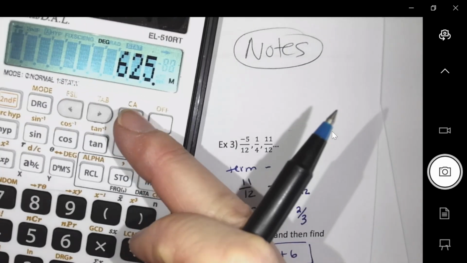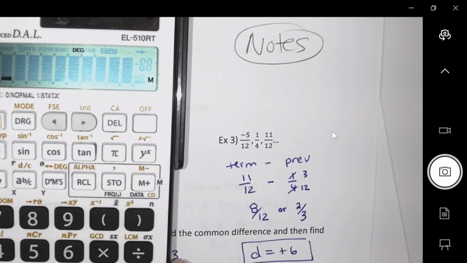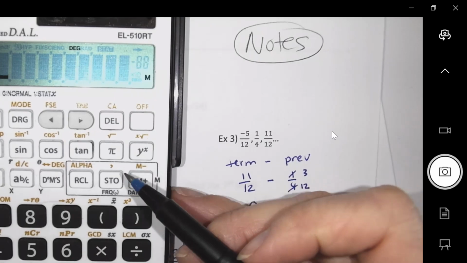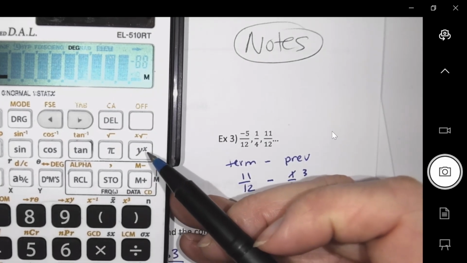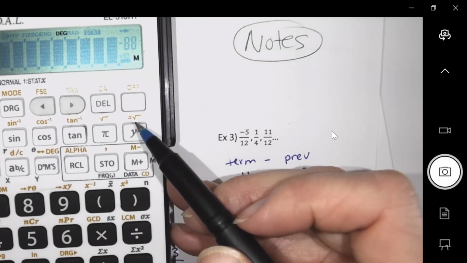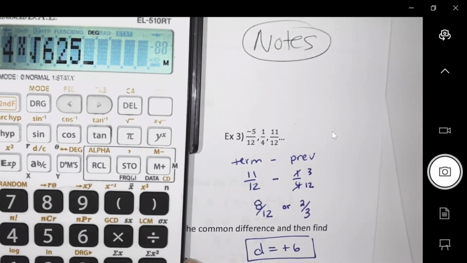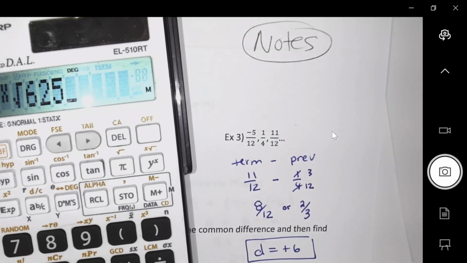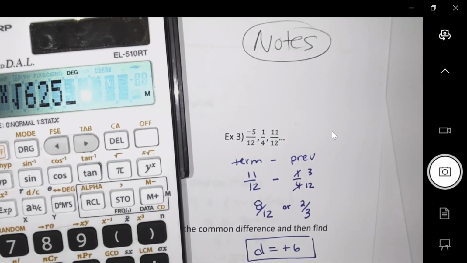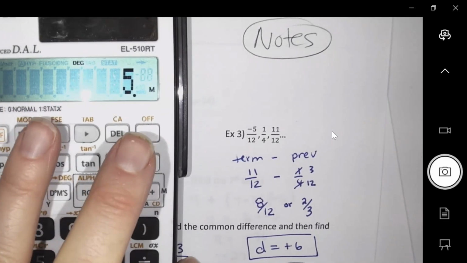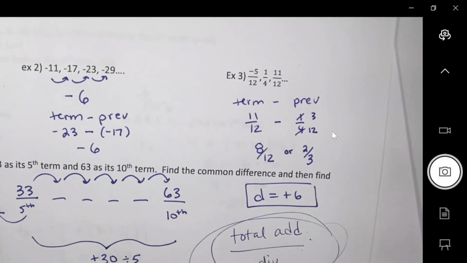So for me, I do these buttons. I push the 4, and then I have a button called the any root, x root of 625. Does anybody not know where that button exists on their calculator? I don't know how to do it on mine. Oh, I have a bad calculator.